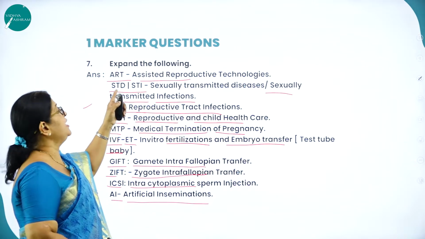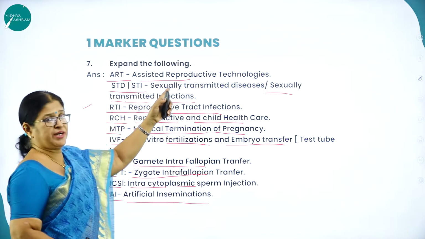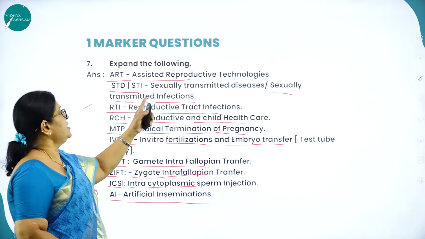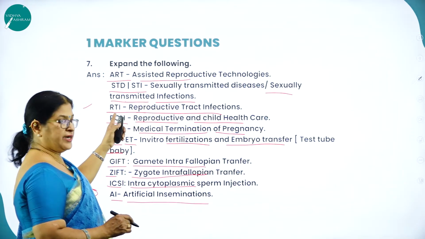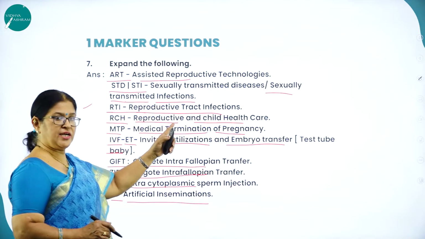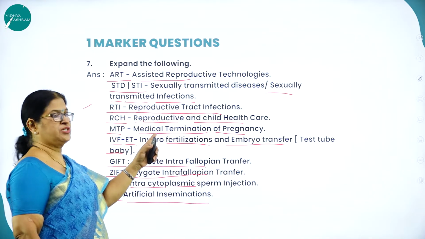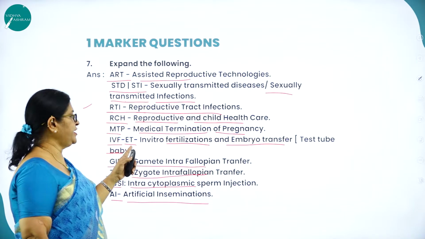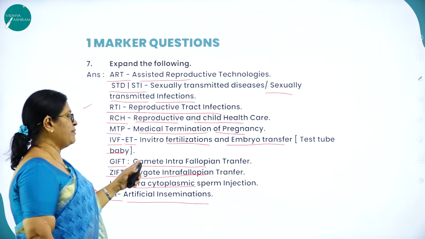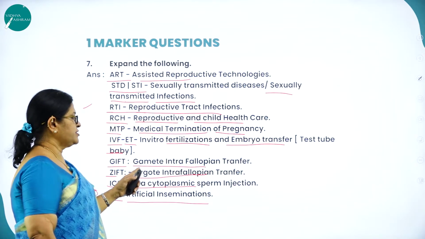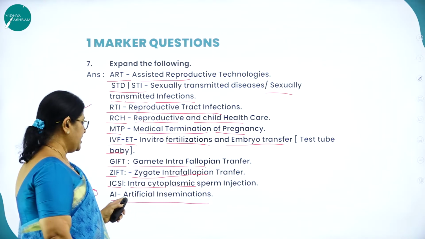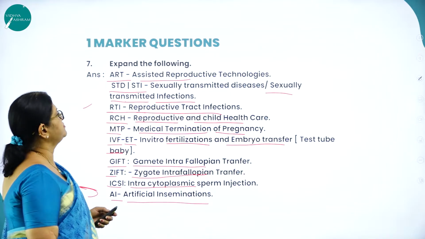I'll repeat once again. ART stands for assisted reproductive technology. STD, sexually transmitted diseases. STI, sexually transmitted infections. RTI, reproductive tract infections. RCH, reproductive and child health care. MTP, medical termination of pregnancy. IVF, ET, in vitro fertilization and embryo transfer, which is also called test tube baby. GIFT, gamete intrafallopian transfer. ZIFT, zygote intrafallopian transfer. ICSI, intracytoplasmic sperm injection. AI, artificial insemination.